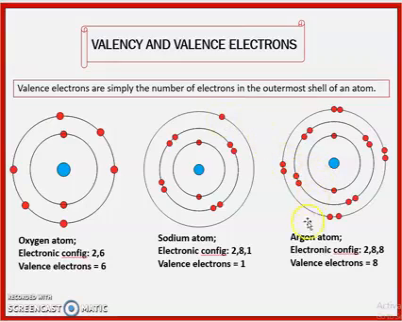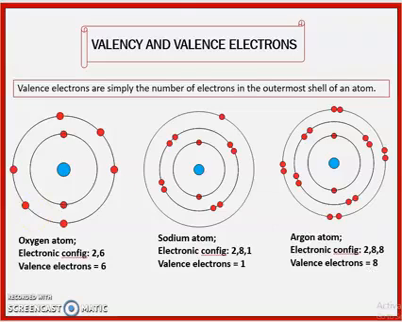This is also applicable to argon. This is argon. Argon has 18 electrons. The first shell takes 2, second shell takes 8, making it 10, remaining 8. The other 8 electrons move to the next shell. So we have 2, 8, 8. At the outermost shell of argon, we have 8 electrons. Therefore, the valence electron of argon is 8.